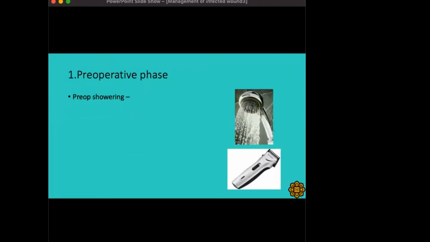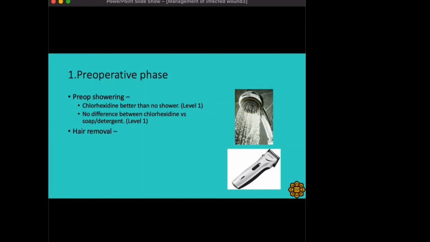Pre-op showering, does it help? Level 1 evidence says that chlorhexidine is better than not having a shower at all. However, there's no difference if you use chlorhexidine or just normal soap. So basically, if you're having major surgery, especially, for example, abdominal surgery, ask the patient to shower at least with soap or detergent. You don't have to necessarily use chlorhexidine, because level 1 evidence shows that there's actually no difference.